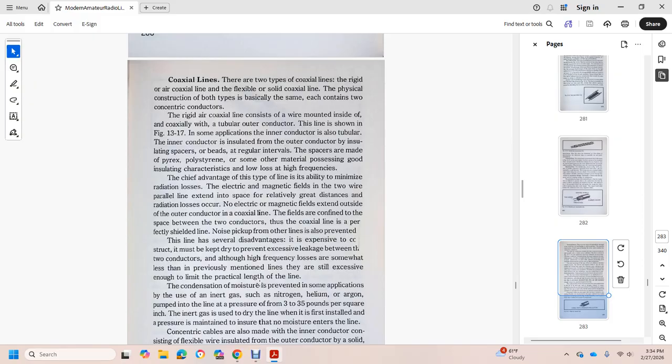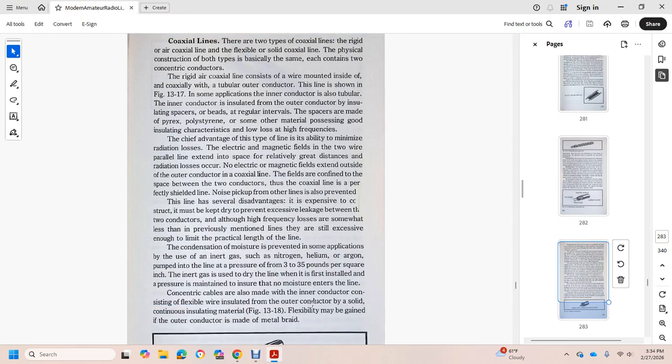The construction is designed to prevent excessive leakage between the two conductors, although at high frequency the loss is somewhat higher. The shield is not sufficient to be limited to a particular length of the line. To prevent condensation and moisture in some applications, an inert gas such as nitrogen, helium, or argon is pumped into the line at a pressure of 3 to 35 pounds per square inch. The inert gas is driven into the line at first installation, and the pressure is maintained to keep moisture out of the line.